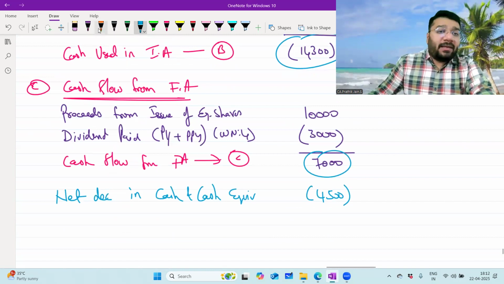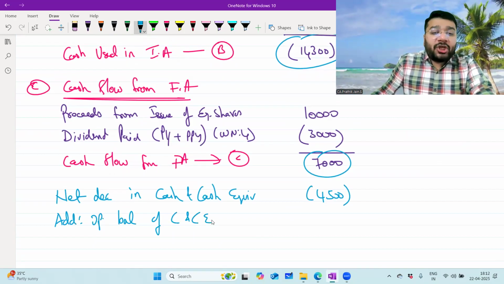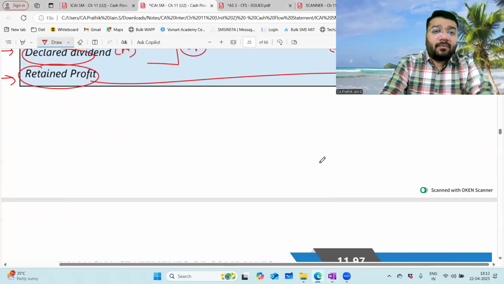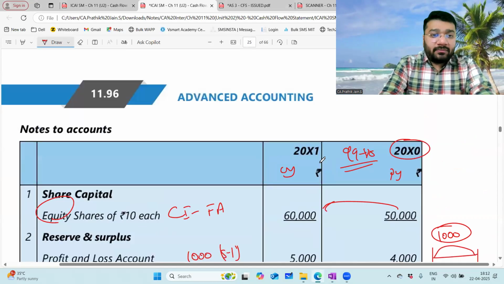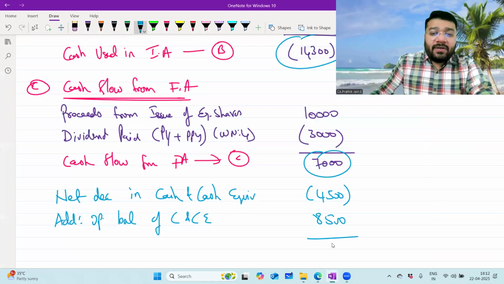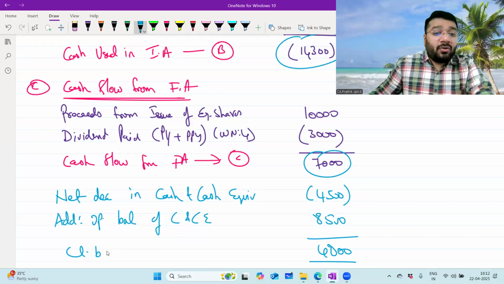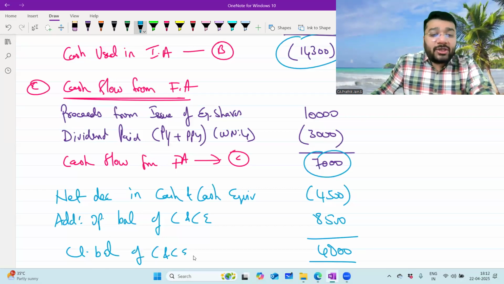With that, add opening balance. Add opening balance of cash and cash equivalent, which is how much? Where is it? 8500. So difference is how much? 4500, which is closing. Only 4000. Okay. Only 4000. Closing balance of cash and cash equivalent. That's all.